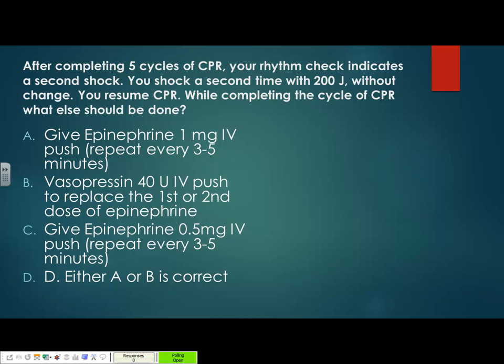After completing 5 cycles of CPR, your rhythm check indicates a second shock. You shock a second time with 200 joules without change. You resume CPR. While completing the cycle of CPR, what else should be done? Give epi, 1 milligram IV push, repeat every 3 to 5 minutes. Vasopressin 40 units IV push, replace the first or second dose of epi. Give epi 0.5, or either A or B is correct.